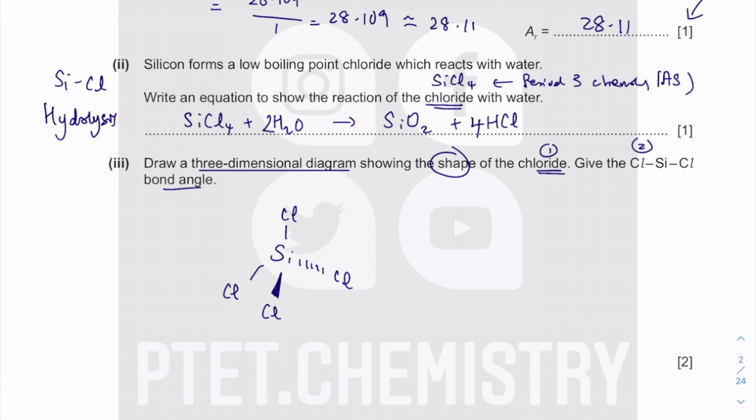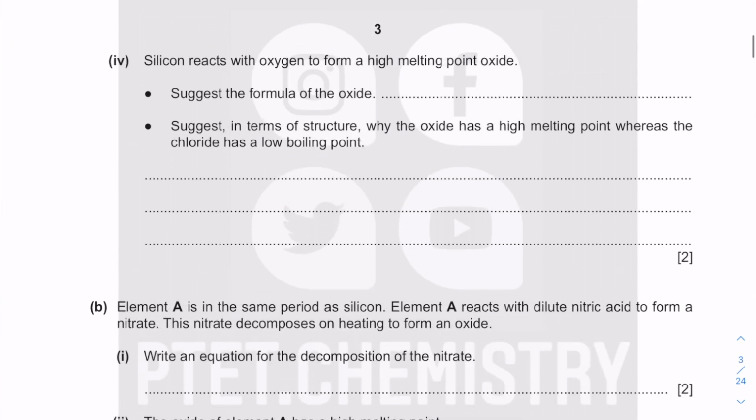Okay, and there's silicon and the bond angle. So the bond angle will be 109 degrees. If you want, you can write 109.5. I typically learn tetrahedral as 109 degrees, and I don't think that is necessarily a bad thing, because they do accept 109.5 degrees. Okay, stick with one that you're happy with.